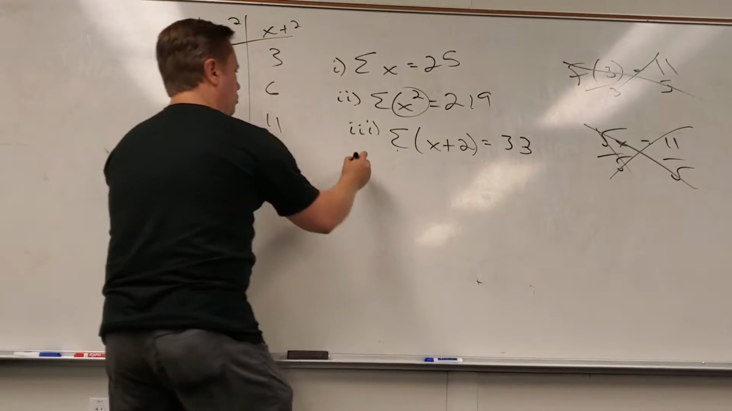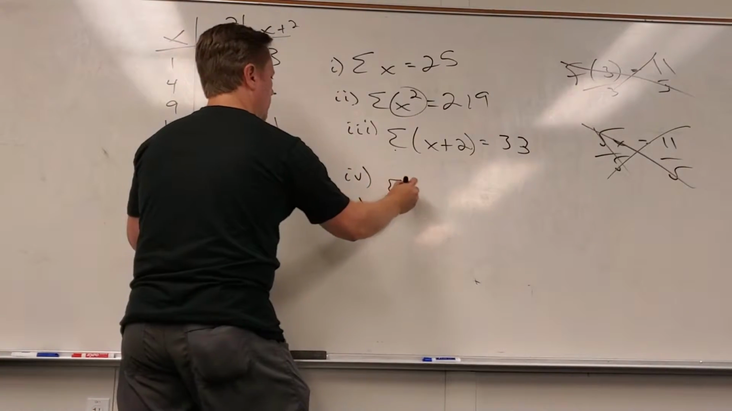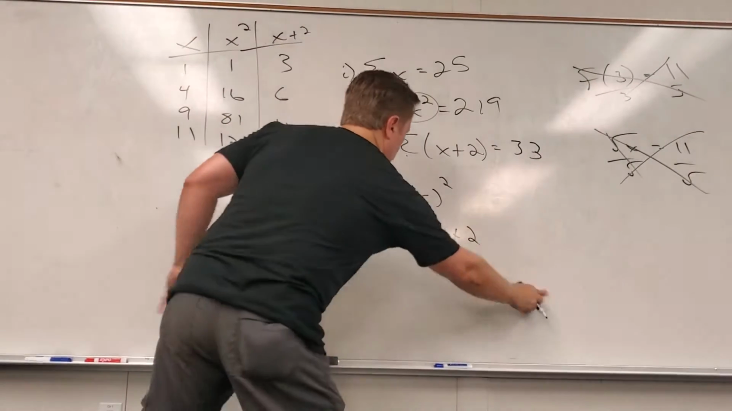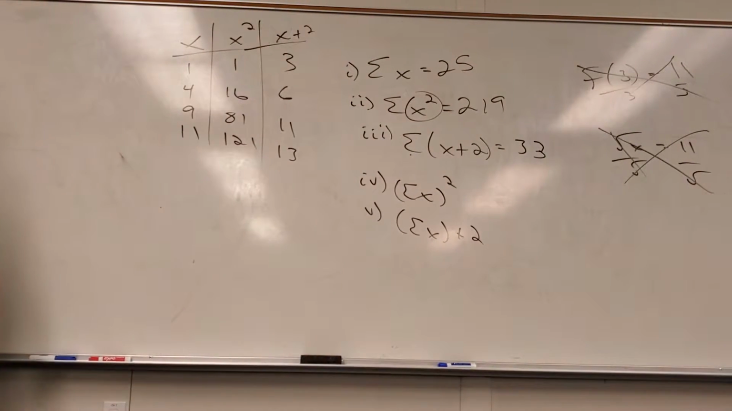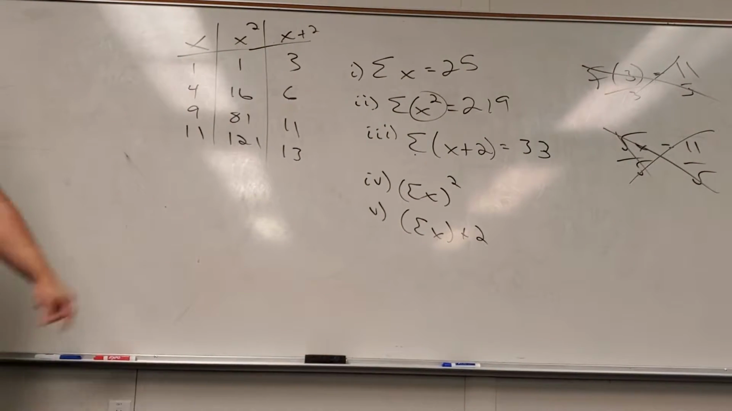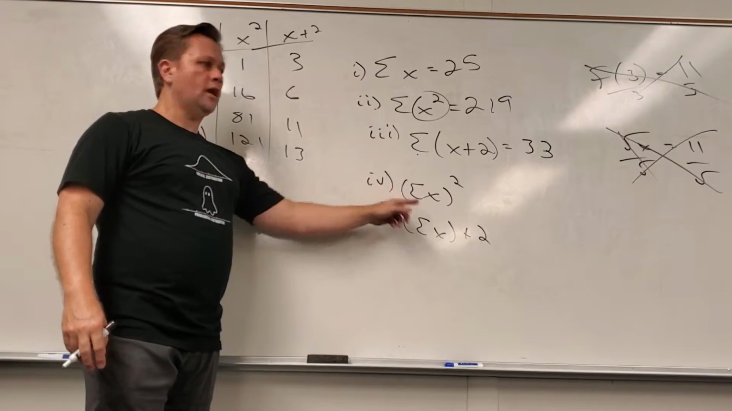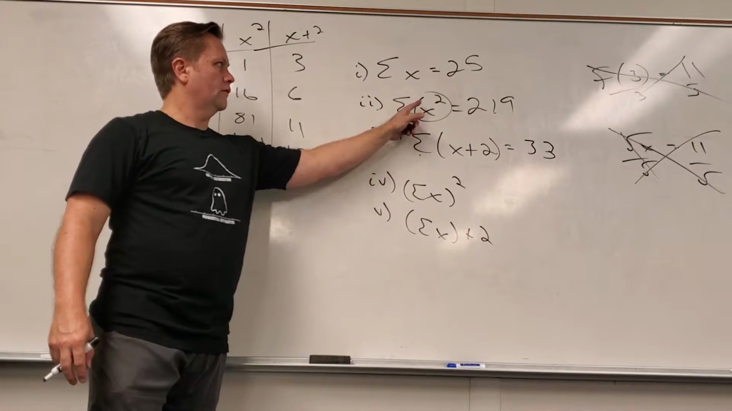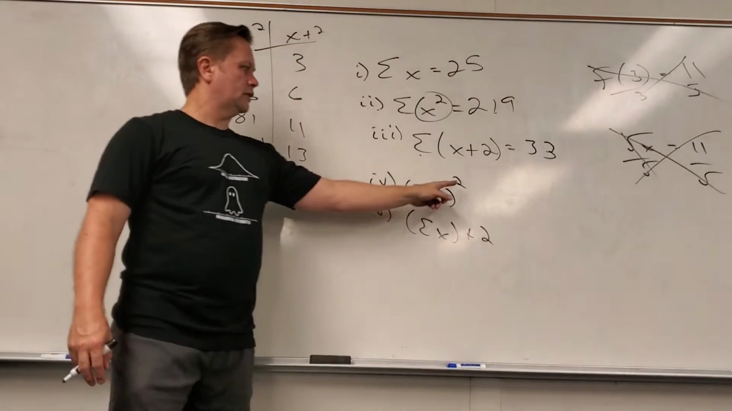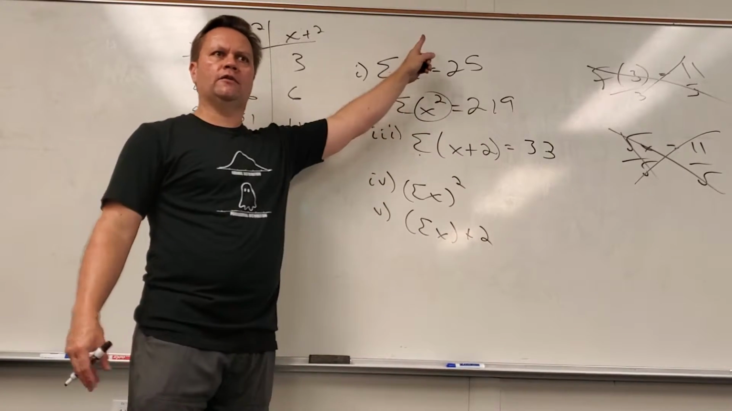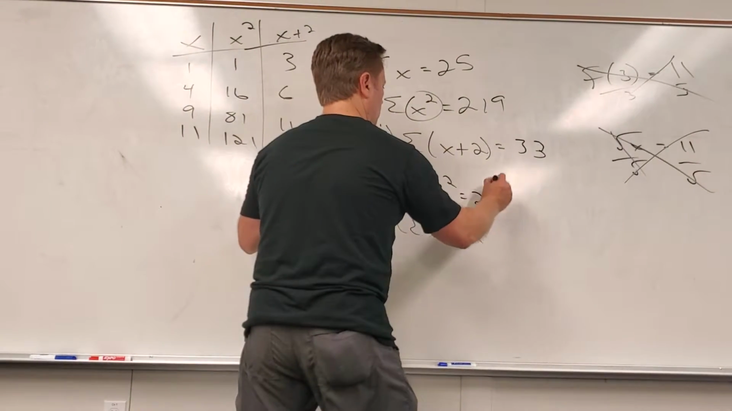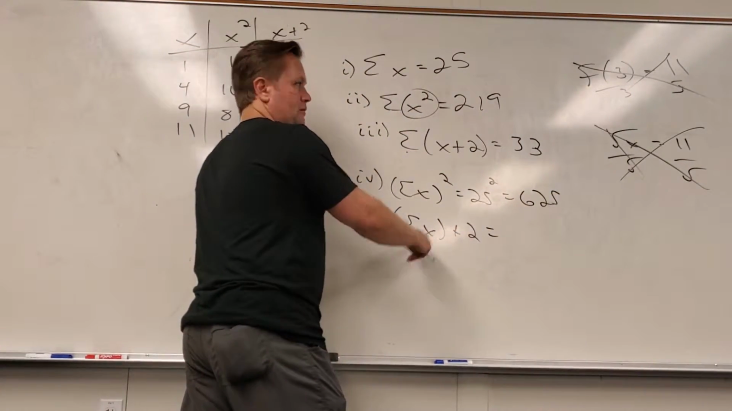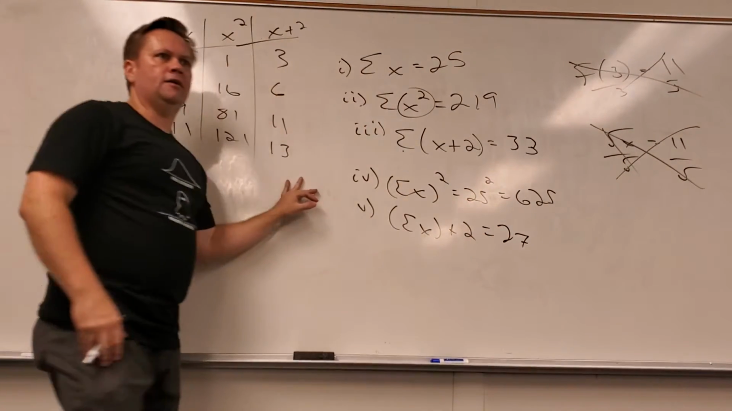So let me give you 2 quick ones. You shouldn't have to do any table work for these. What am I squaring on this one? Yes, I'm squaring the sum. Do you see the difference here? This is the sum of the squares of x's. This is the square of the sum of the x. I know what that is, 25. What's 25 squared? Kick ass. And this one just says add 2 to 25 and you get 27. Yay. Okay.